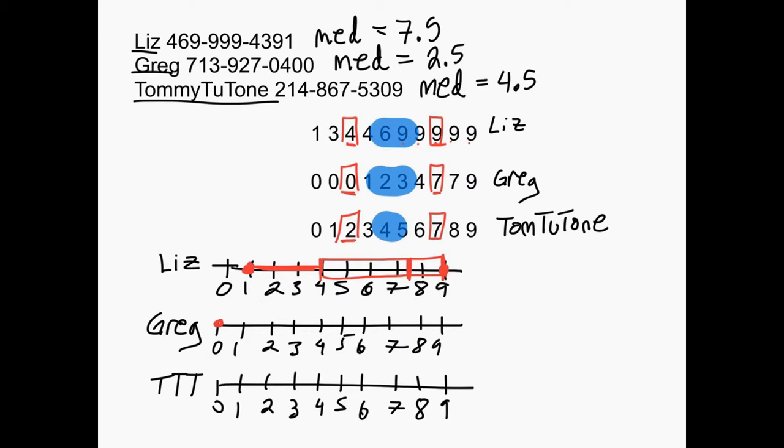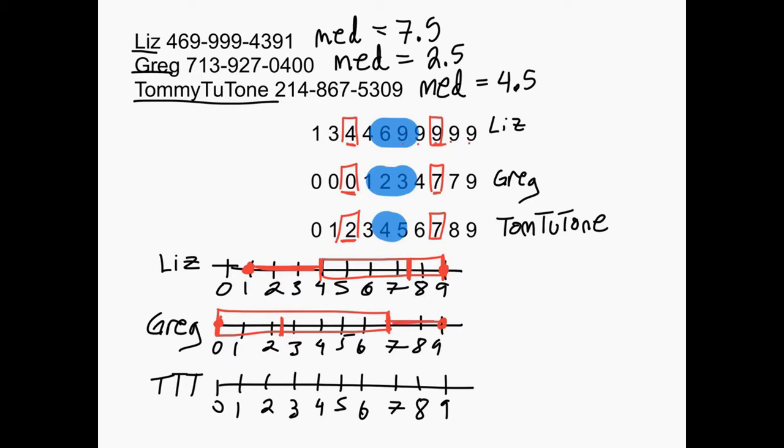Here's his endpoints. He goes from 0 to 9, so he has a larger range than I do. And his first quartile is at 0, so he's going to be missing his left whisker. His median is 2.5. Let me mark that. And his third quartile is 7. So his box is going to go from 0 to 7.